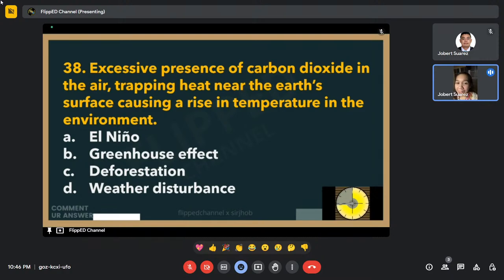Okay. Next, the correct answer for number 38. Number 38 is letter B. So, carbon dioxide, heat, greenhouse effect yan.